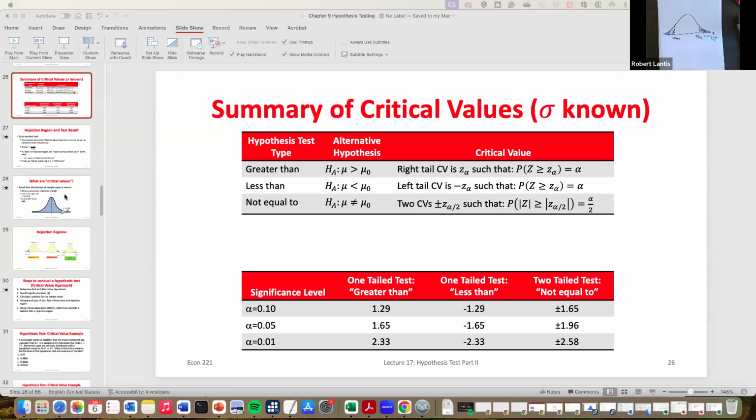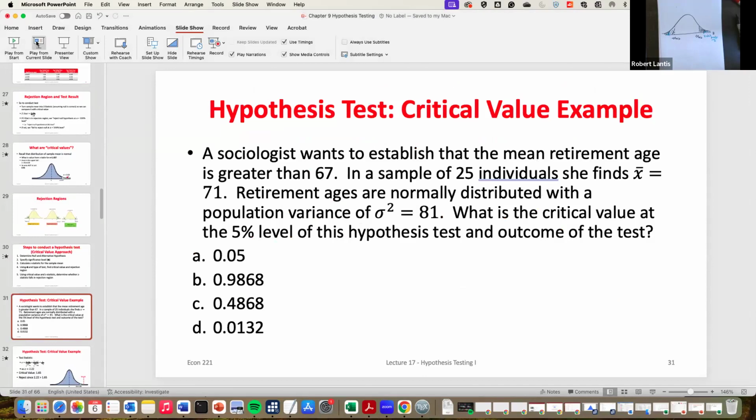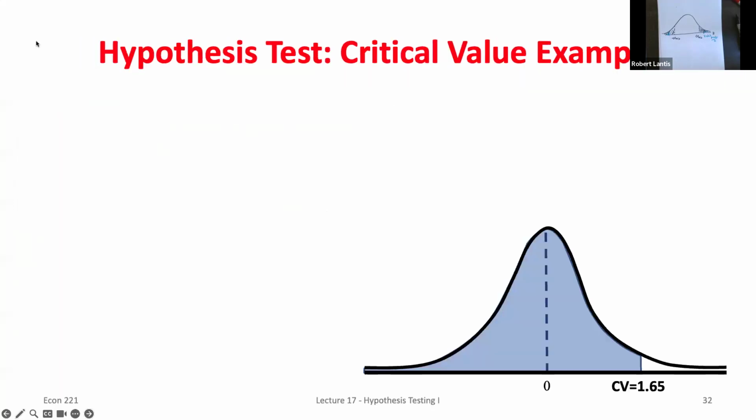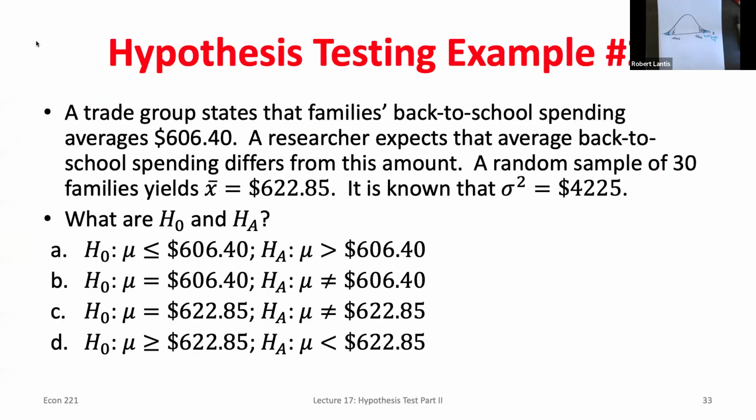All right. So where are we at? We talked about this. I worked through this example for us. We went through and found the test statistic and the critical value. It's in the rejection region, so we reject. Let's do a slightly different one. So let's say I'm looking at back to school spending. Some trade group says that the average back to school spending is $606.